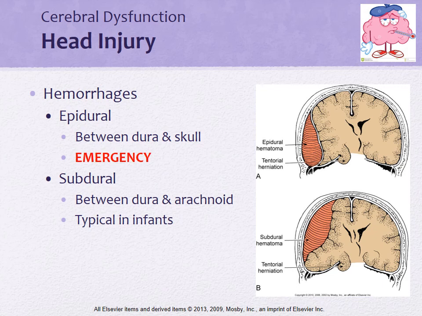Subdural is more of a venous bleed, so there's a much slower expansion, and it's between the dura and arachnoid spaces. It's typically seen in infants as a result of some type of birth trauma. While they were being born, was there some type of trauma that occurred to the skull? Or falls, assaults, or some type of violent shaking, like shaken baby.